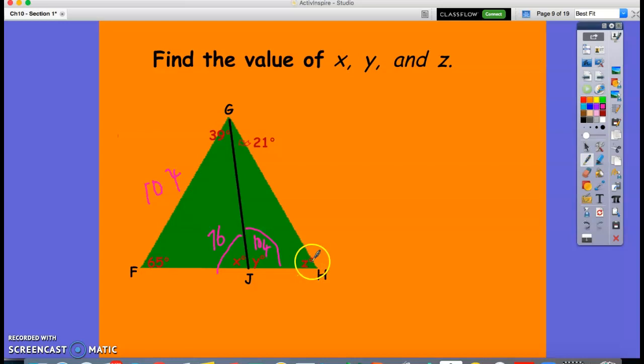So if this is 104 and this is 21, I can find C, right? 104 plus 21 is 125, right? So now 180 minus 125 is 55. You get 55.